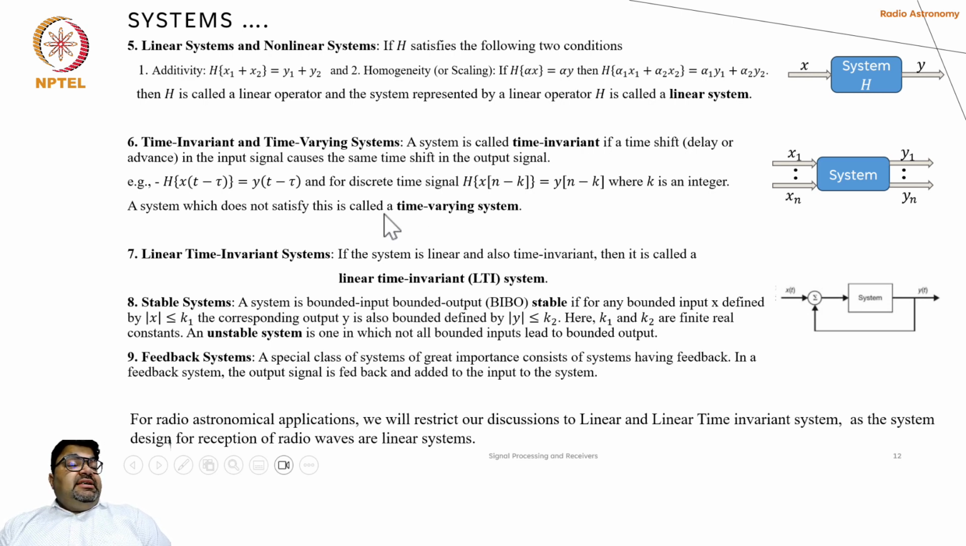The next in the definition of systems are time invariant and time varying systems. A system is called time invariant if a time shift in the input signal causes the same time shift in the output signal. So if you have H of x(t minus tau), that is giving y of (t minus tau). This is called time invariant, and if it doesn't satisfy this relationship, then it's called time varying.